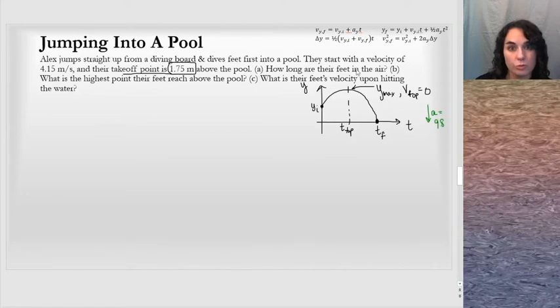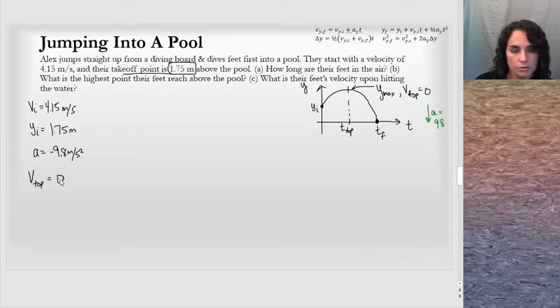Some people are comfortable writing a drawing first. I'm going to identify the variables again over here. We have an initial velocity of 4.15 meters per second. We have an initial position of 1.75 meters. There's an acceleration of negative 9.8 meters per second squared downward. I don't know any times. I know the velocity at the top is 0. V top equals 0.